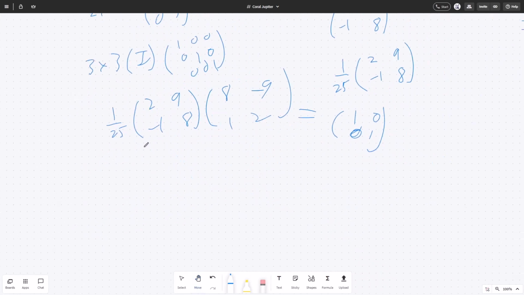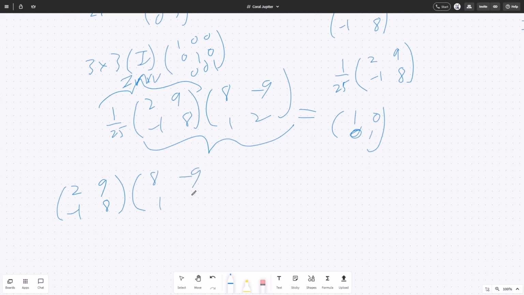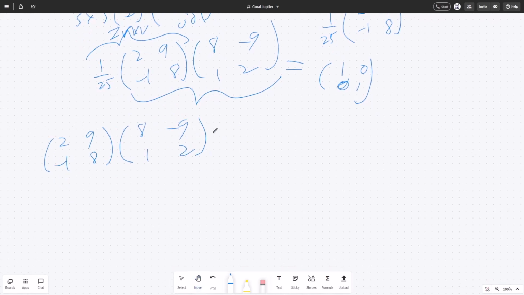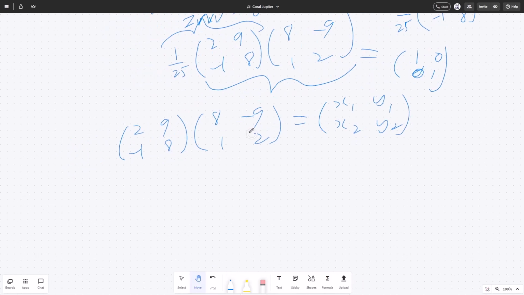So just to make sure, we're going to do this the easy way. We're going to actually do this part first. I know this is the inverse, but we're going to just multiply the 2 by 2 matrices first. So we're going to do 2, 9, negative 1, 8, multiplied by 8, negative 9, 1, 2, okay? So that will be equal to, just to simplify things, x1, x2, y1, y2. So we're just going to systematically do this.